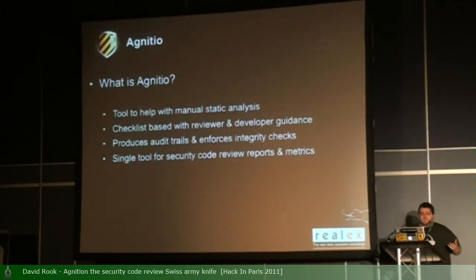So, what is Agnitio? Well, it's a tool that tries to help with those limitations of the human reviewer. It's there to guide and help a human perform a security code review. Initially it was just an application that formalized a checklist-based review, and I'll come on to that a little bit more in a second. But it also now includes a lot of education and guidance material. All of the information about the principles of secure development is also in the tool, so you can just click onto another tab and get the information you need when you need it. It automatically produces your audit trails, your integrity checks, your code review reports, and your metrics for you.